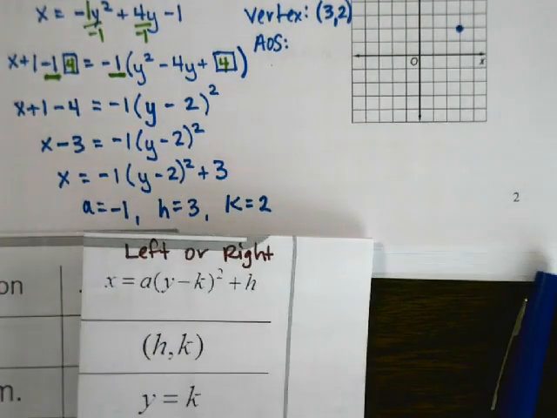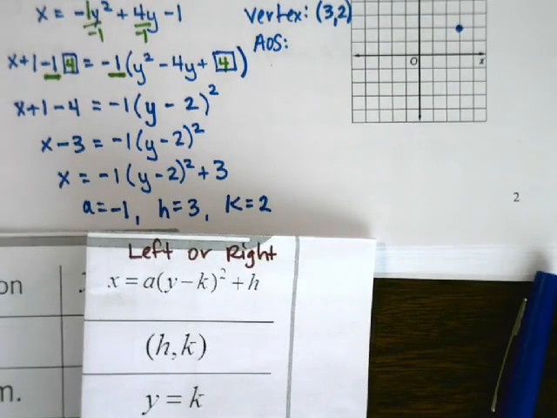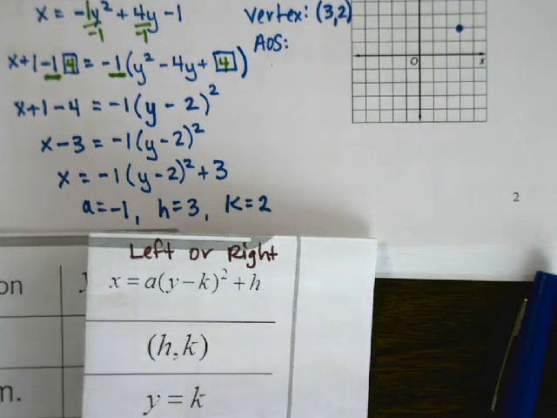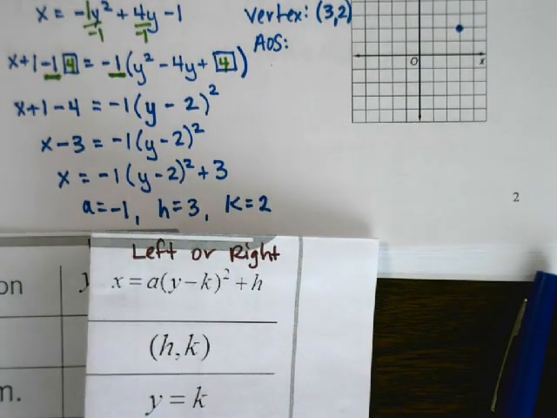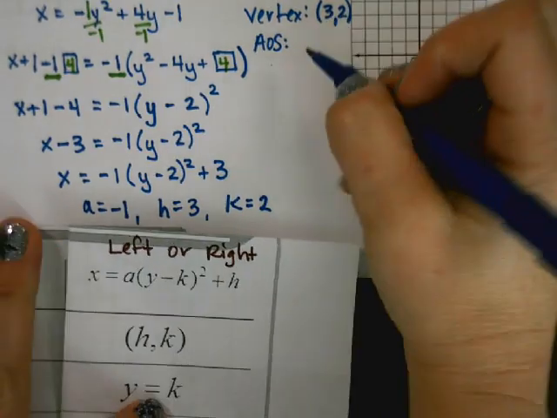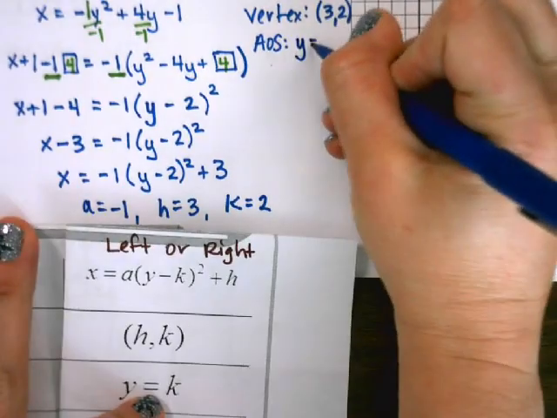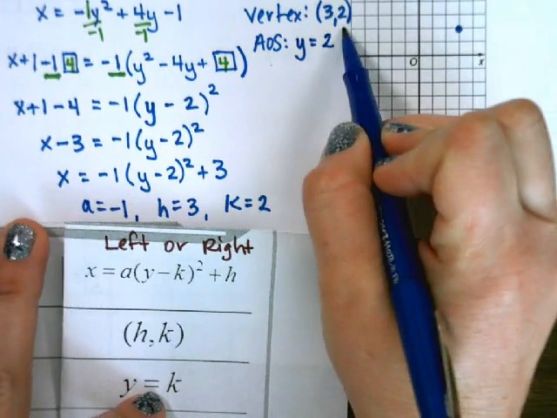Okay, now, think about this as a sideways one. So when we were doing up and down ones, the axis of symmetry would be a vertical line. With a sideways parabola, your axis of symmetry is now a horizontal line. So it's y equals k, or y equals 2.